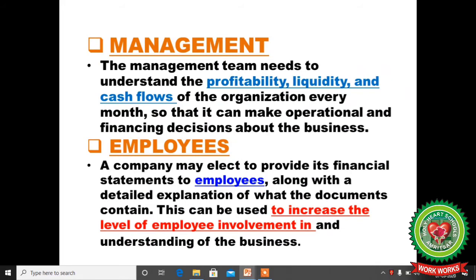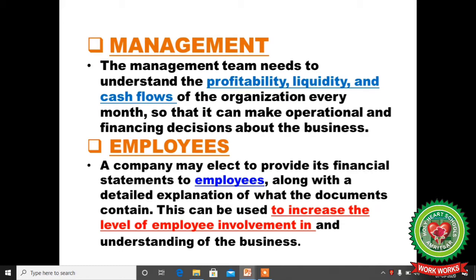Next one is management. The management team needs to understand the profitability, liquidity and cash flow of the organization every month so that it can make operational and financial decisions about the business. So management checks the financial statements of the business, and only then takes decisions in future.